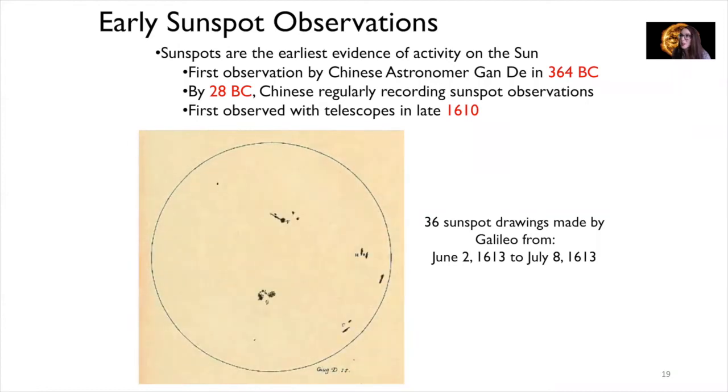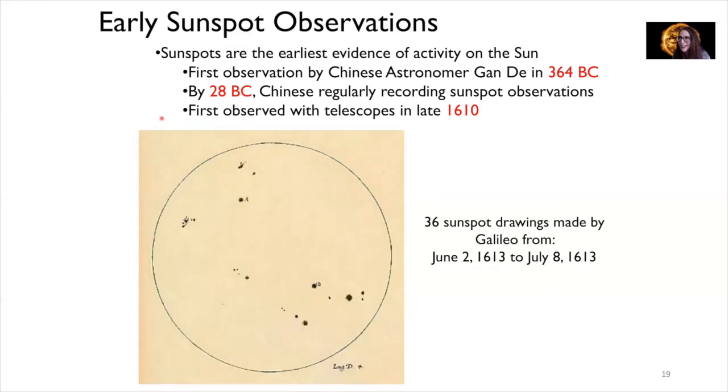You've already seen sunspots in the planetarium and a little bit about the sun's magnetic fields. So we're going to talk a little bit more about how the sun creates those magnetic fields and what these sunspots are. Sunspots are the earliest observed evidence of the magnetic activity of our sun. They were first observed with the naked eye by Chinese astronomers in 300 BC.